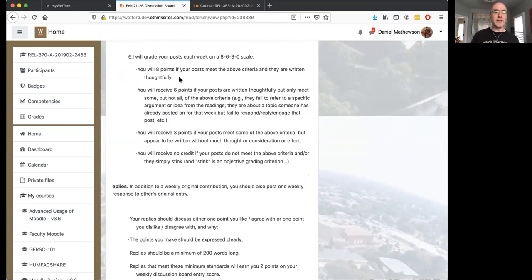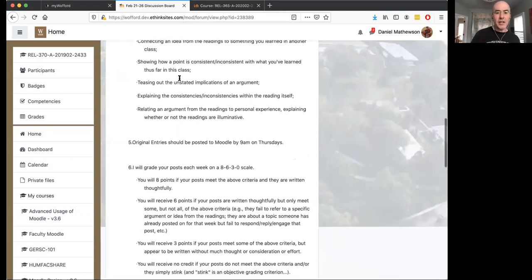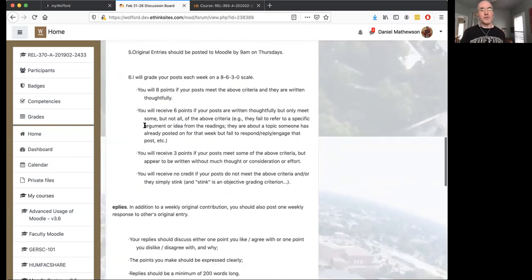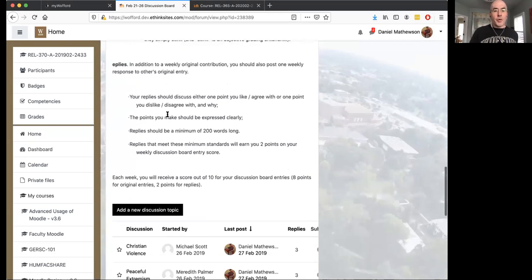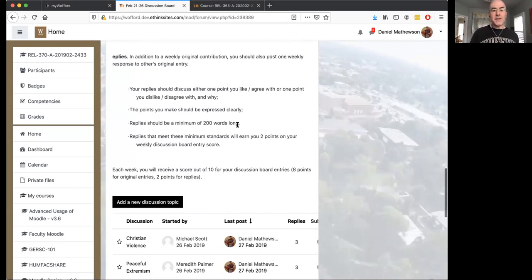It's basically a modified pass-fail. You get 8 points if you meet all of the above criteria. 6 points if you miss one of the things, like if it's too short or if you fail to cite the readings or quote the readings. The replies are much shorter. What it says here is they have to reply to one other person's original entry, and it has to be 200 words.